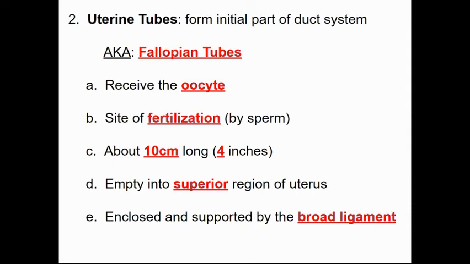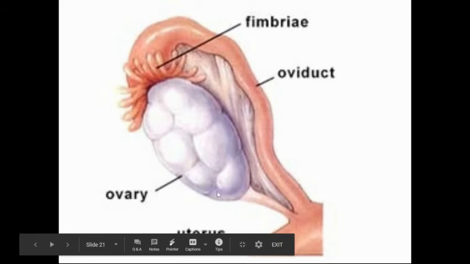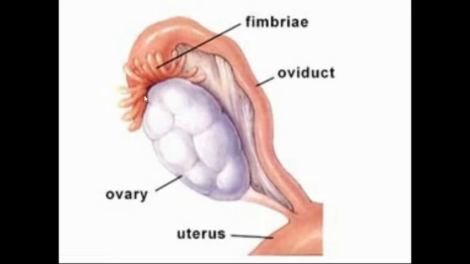The fallopian tube is about 4 inches long, and it's on the superior end of the uterus. And again, the fallopian tube isn't just wherever it wants to be. It's supported by the broad ligament. So here we have the ovary. That funnel-shaped end is sort of encapsulating part of it. There is a little gap here.